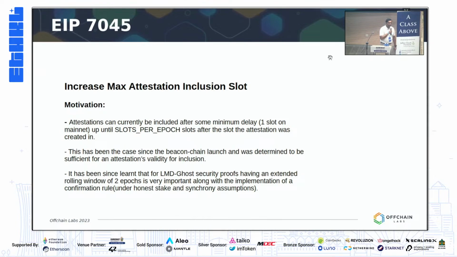Also, consensus researchers have been working on a confirmation rule for the beacon chain. So what this means is that instead of waiting for a finalized checkpoint to determine whether you can regard this state as completely finalized, you can use a confirmation rule which tells you that in 4 slots, under assumptions on a certain amount of honest stake or network synchrony, the chain will not be reorged. So for that, we do need increased max attestation inclusion slot.